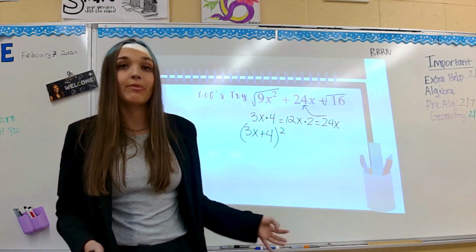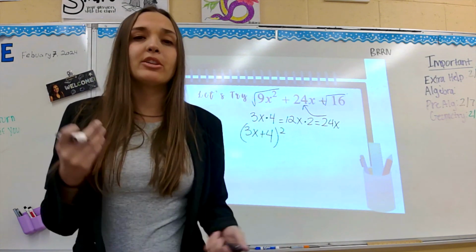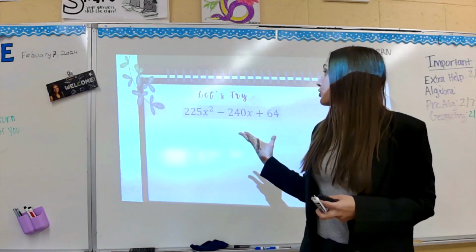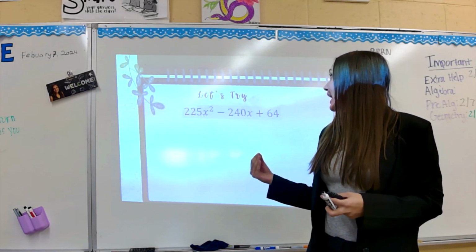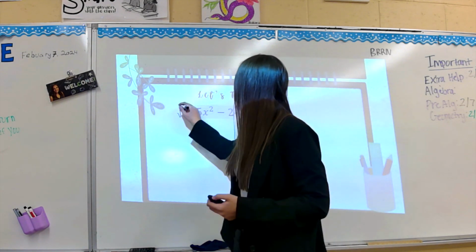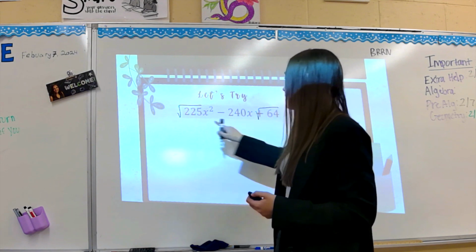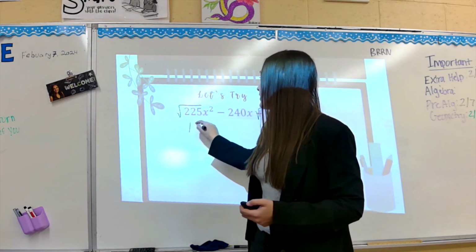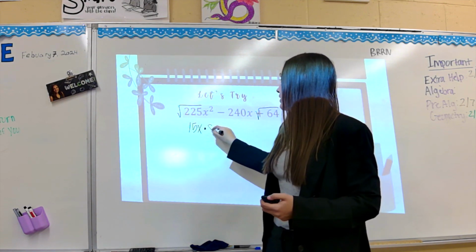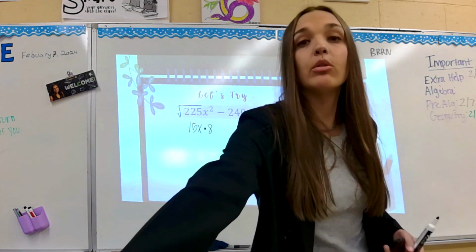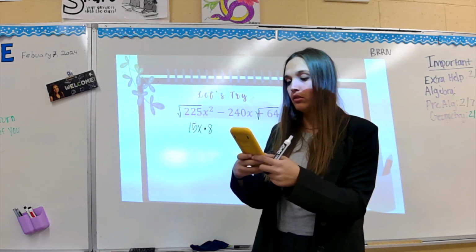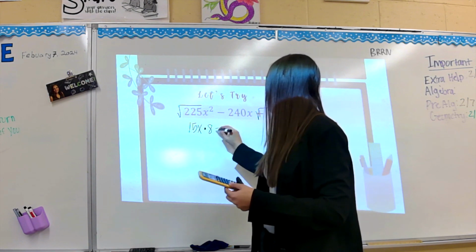Let's take a look at one more problem to make sure we're fully seeing how we would complete these problems. So now we have 225x squared minus 240x plus 64. I am going to square root the first and the last. When I square root the first, I get 15x. When I square root the last, I get 8. And I multiply them together. When I multiply them together, I get 15 times 8, which is 120. So I get 120x.